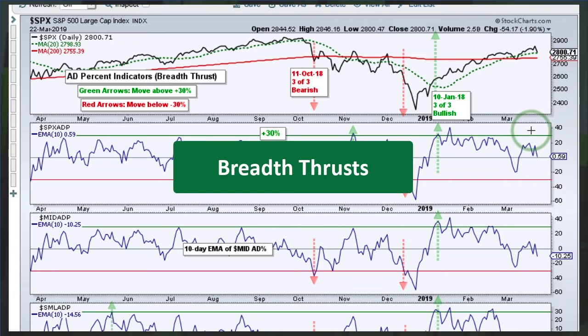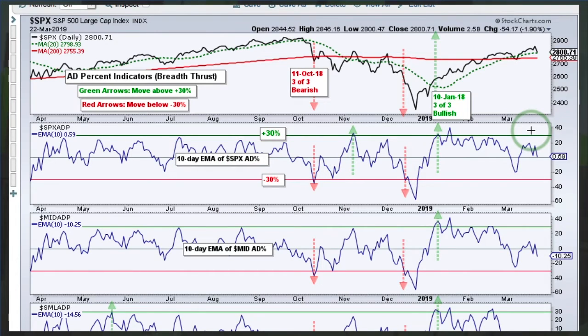Now, as I said, I do not use just one index and one indicator, basically. I'm using this indicator, but I'm applying it to all three indexes. So you have three indexes. And so when two of the three trigger bullish breadth thrusts, that's net bullish. When two of the three trigger bearish breadth thrusts, that is net bearish. And so we can see here that we had 3 of 3 triggering bearish on October 11th and again in December. And then we had the bullish breadth thrust with 3 of 3 in January. So using that confirmation, you can avoid some whipsaws here.